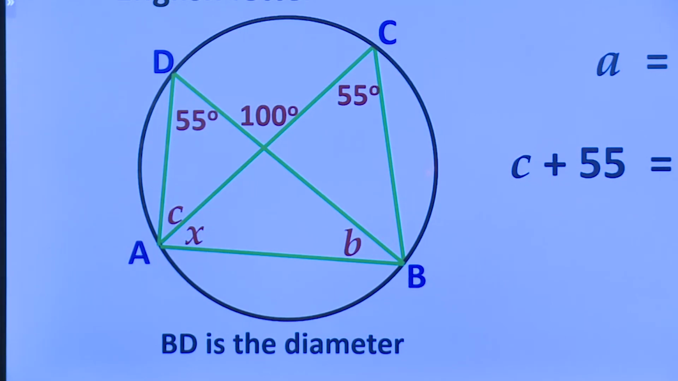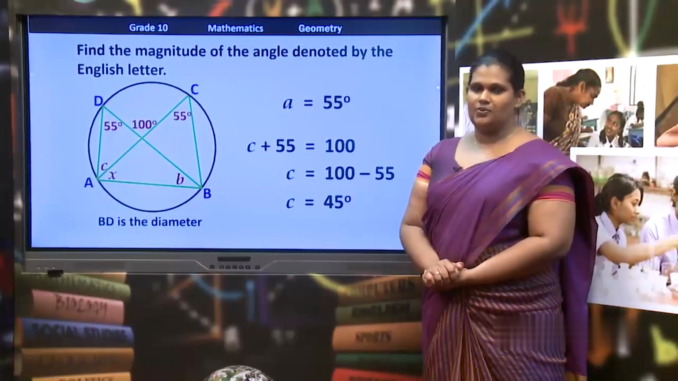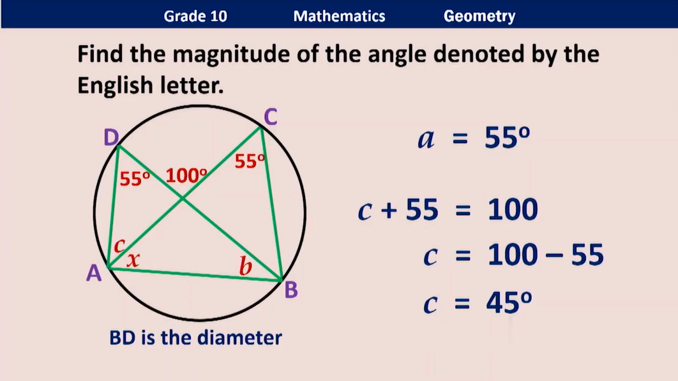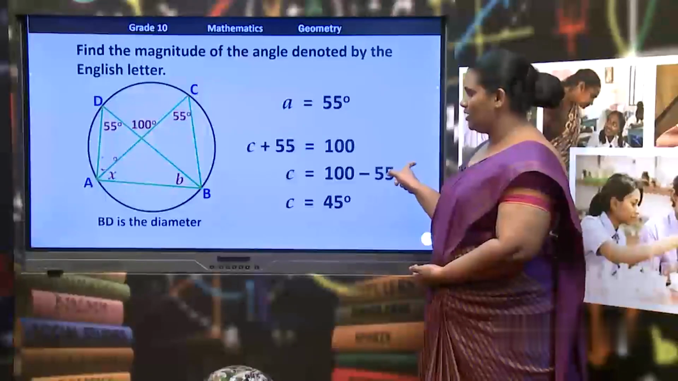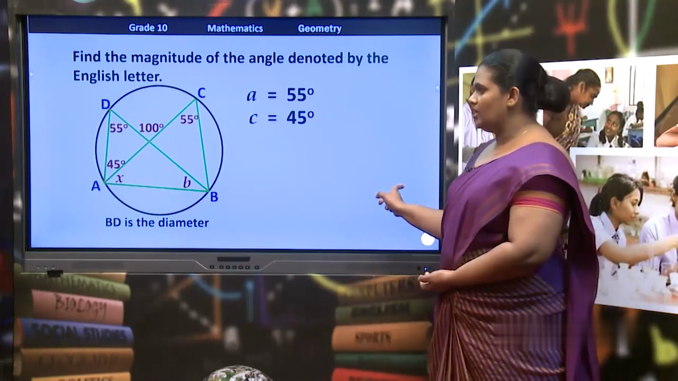Now, once again we have constructed a simple equation. By solving this, we can get the value of C. Therefore, I am going to subtract 55 from both sides. C plus 55 minus 55 equals 100 minus 55. So, I can get the value of C by subtracting 55 from 100, that is 45 degrees. By now, we know the value of A, then the value of C. Next, we will go for another letter.